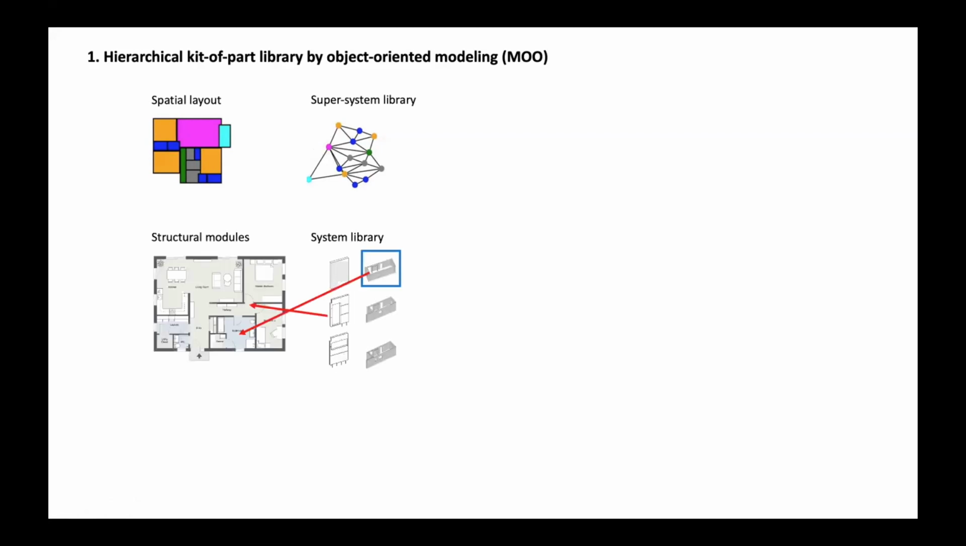The next level is the system level. For example, I select this pink space, and I'm going to configure it using the system library. The system library basically contains the structural components, like the panels and the modules, which you can use to separate your room and determine the inner spatial layout.